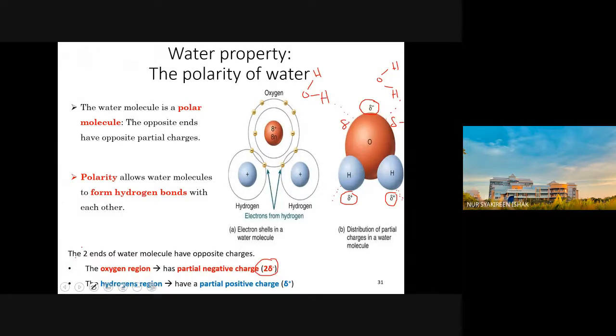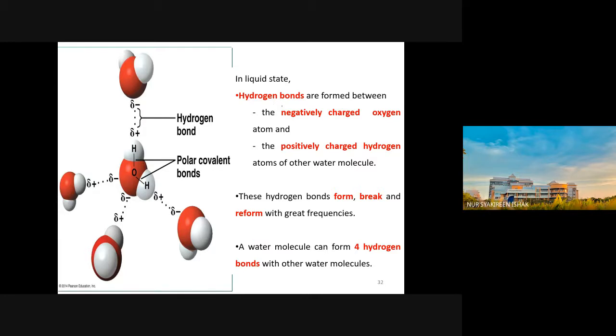So just imagine, the hydrogen region will attract the next water molecule and form a hydrogen bond with the oxygen region of another water molecule. The same goes for this side. If this is in the liquid state, the hydrogen bonds between the water molecules will break and reform. It says here that in the liquid state, hydrogen bonds are formed between the negatively charged oxygen atom and the positively charged hydrogen atom of another water molecule.